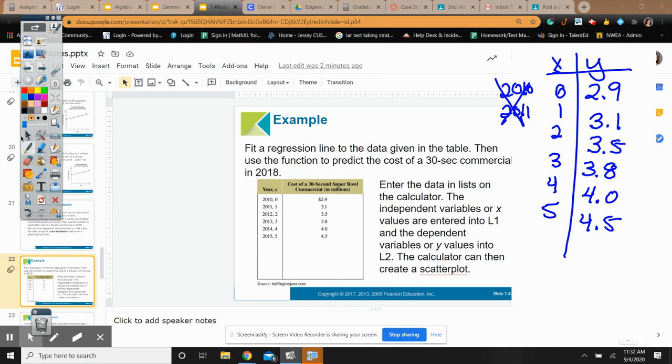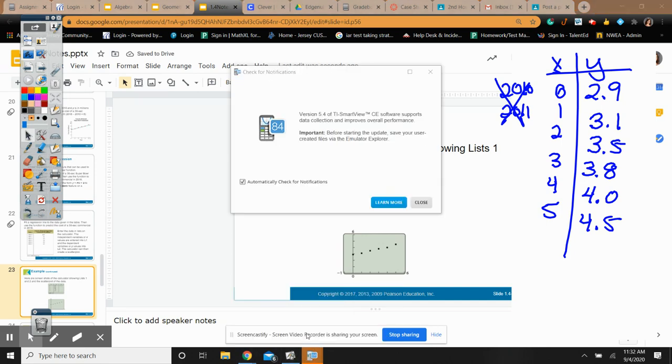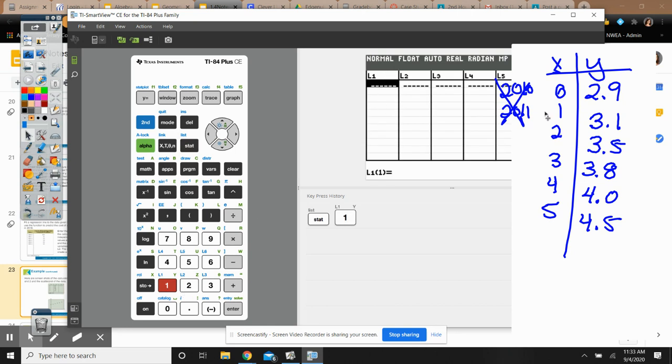Okay, so here we go. Here are the buttons we're going to hit. We're going to go to our calculator, and the first thing we're going to do is hit stat, because this is called statistics. We're going to put this table into our graphing calculator. So we're going to go to edit and type these X values into L1 and these Y values into L2. You're just going to hit 0, and when you hit enter, it'll hop down.